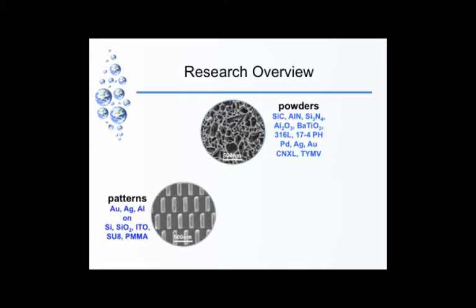In terms of patterns, we've tried to create these kinds of structures with silver, gold, aluminum on either silicon, glass, indium tin oxide, and also on polymers. SU8 is an epoxy, PMMA is plexiglass. So transparent materials on which these kinds of patterns are created, and we were interested in some interesting optical properties of such materials called metamaterials.